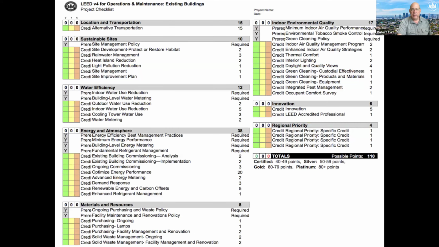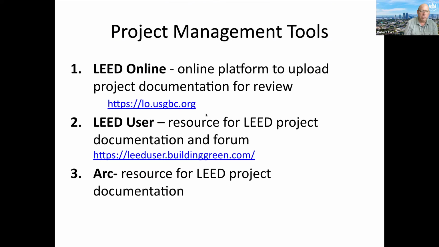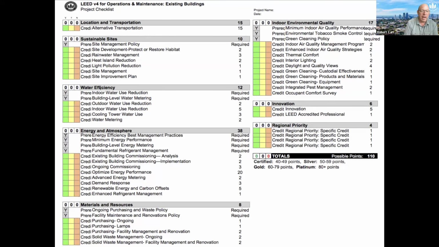So here is the scorecard, and again, I'll show you a resource where you can download all this. What you usually do when projects start is have these 3 columns, where you say yes, we absolutely can meet these. Well, first of all, the prerequisites you have to meet. You'll notice that location and transportation is the only one, and innovation and regional priority are their own things, but almost everything else has prerequisites.